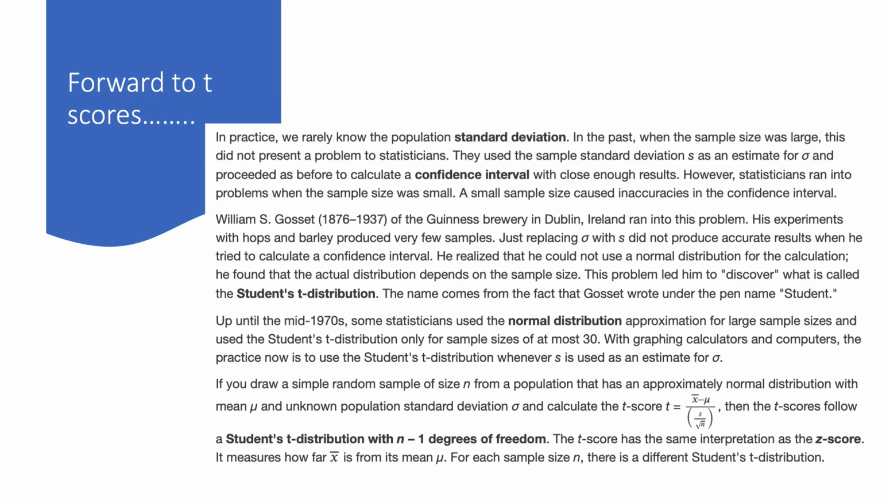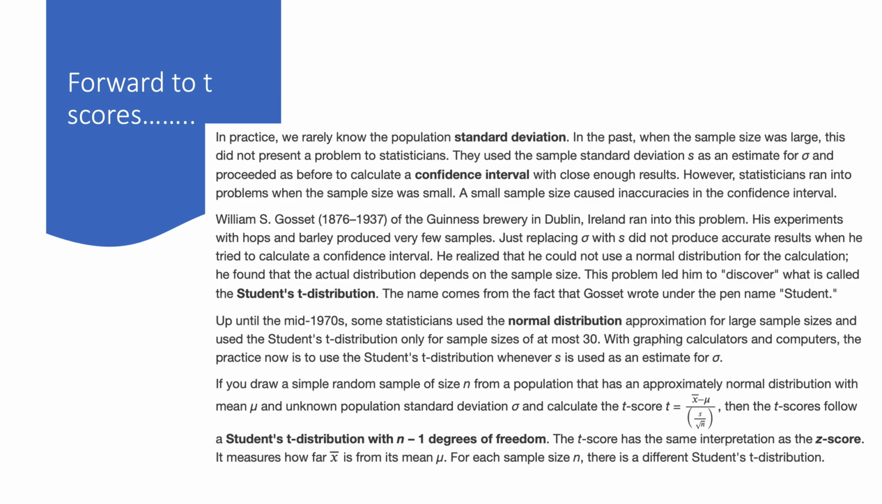So there was this guy, William Gossett. Not only was he a great beer brewer, and I don't even drink beer, but apparently a lot of people like Guinness beer, he ran into a problem. His experiments with hops and barley produced very few samples. So if he just replaced the standard deviation, normal symbol, with S and divided by the square root of n for the sample size, he didn't really get accurate results when he tried to calculate a confidence interval. He realized that he could not use a normal distribution. So what he discovered was what we call the student's T distribution.